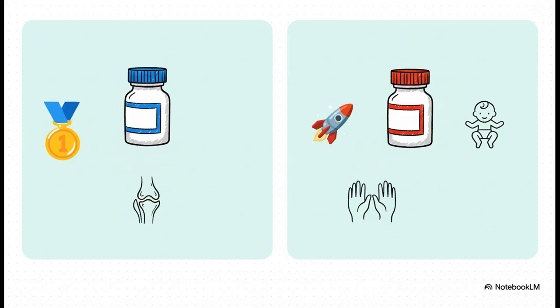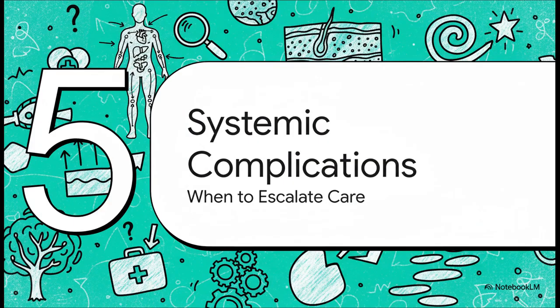But you'd reach for cyclosporin in a few specific situations. If you need to get things under control fast, if the patient has that palmoplantar pustulosis, or if they're planning on having a baby. And that brings us to our final and maybe most important section, recognizing those systemic complications and knowing exactly when it's time to escalate care and get a specialist involved.